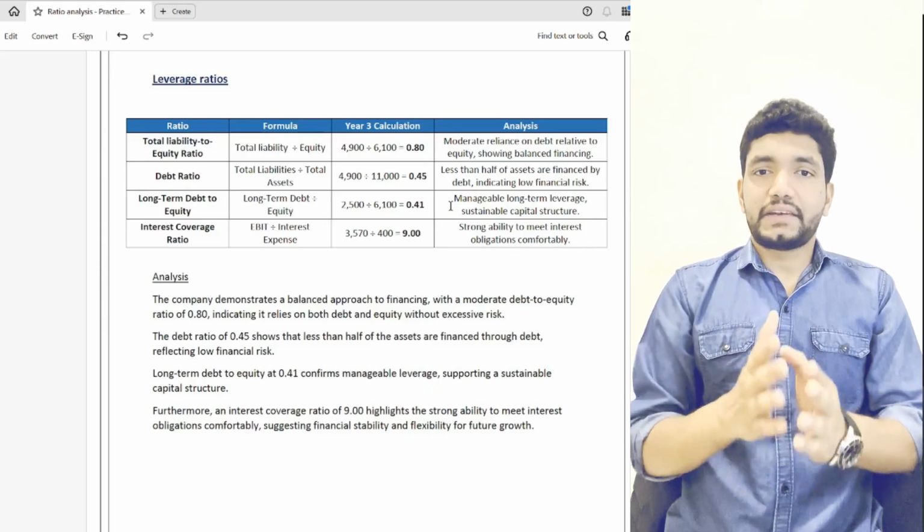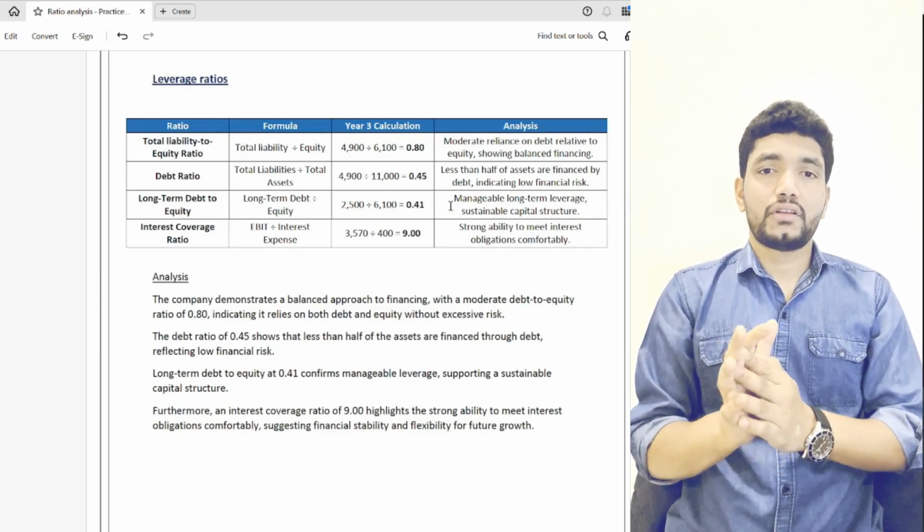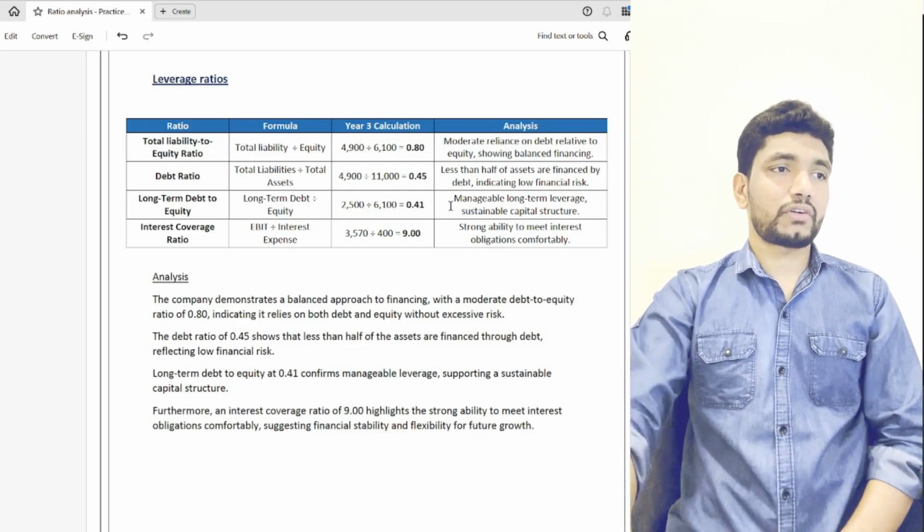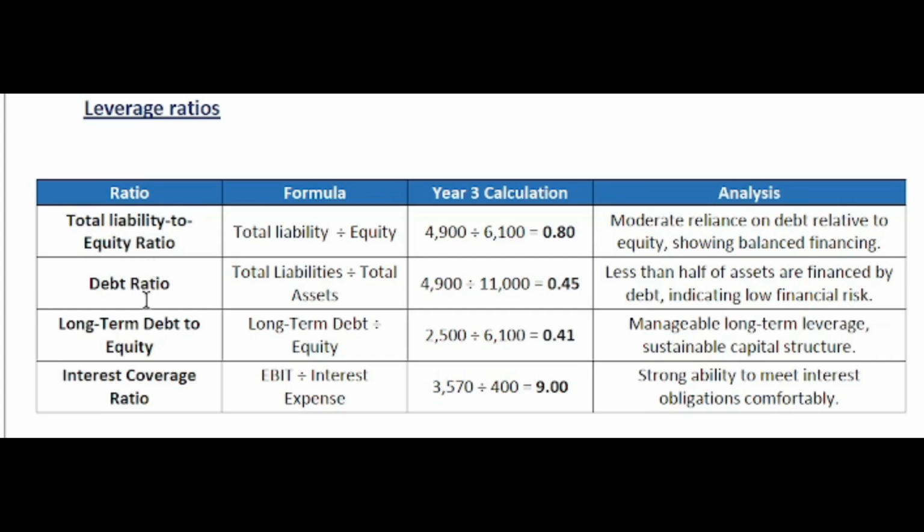We'll move into the next category of ratios, that is leverage ratios. The important leverage ratios are the total liability to equity ratio, the debt ratio, the long-term debt to equity ratio and the interest coverage ratio. The formula for total liability to equity is total liability divided by equity, the debt ratio is total liability divided by total assets, the long-term debt ratio is long-term debt divided by equity, and the interest coverage ratio is EBIT divided by interest expenses. So we'll calculate one by one.